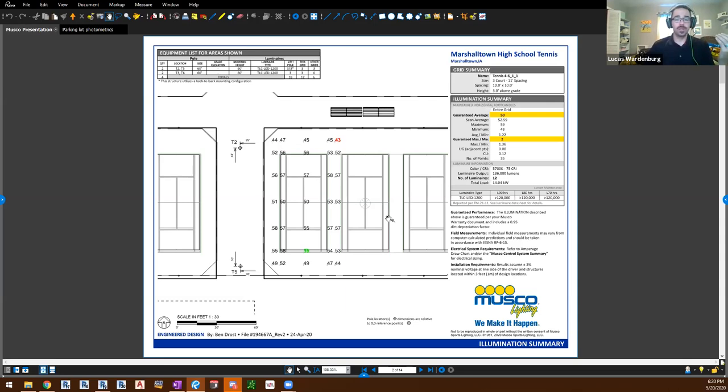So in order to get enough power into the courts, we got a lot of light going on there. So you can see those numbers are quite a bit higher than what we would see on the street or on the parking lot. Completely different type of lighting that we're talking about.